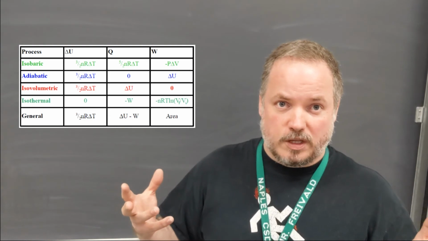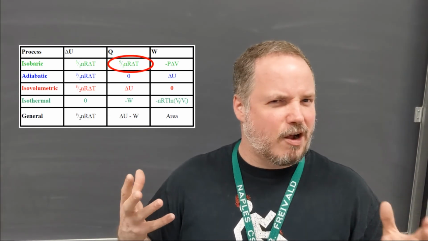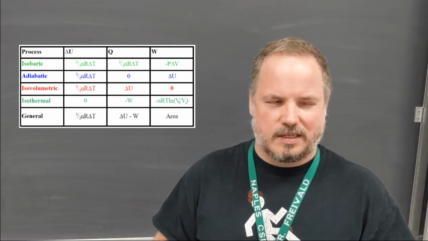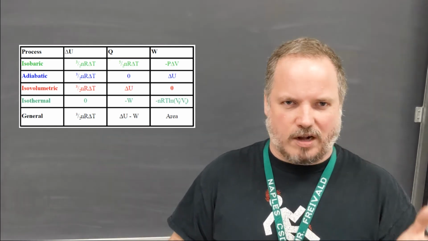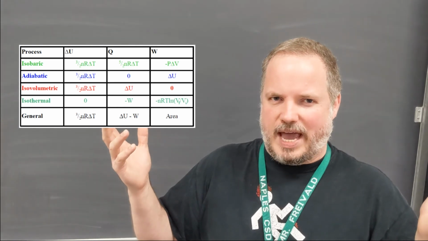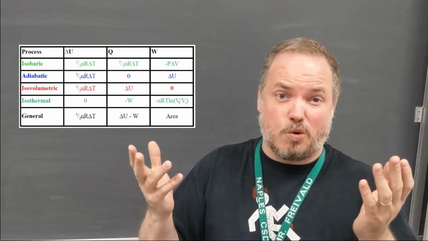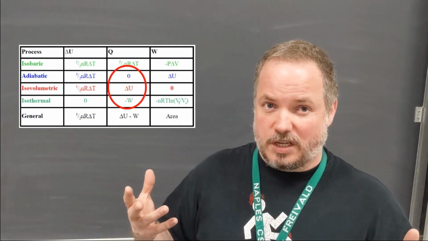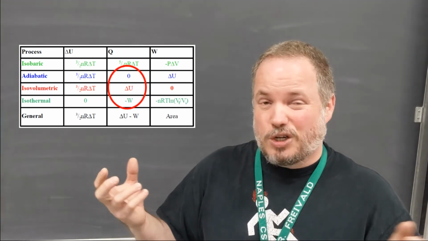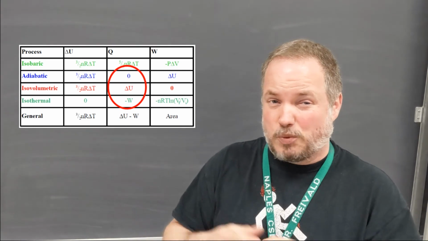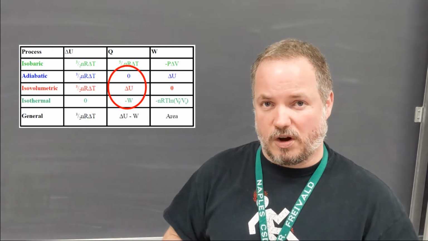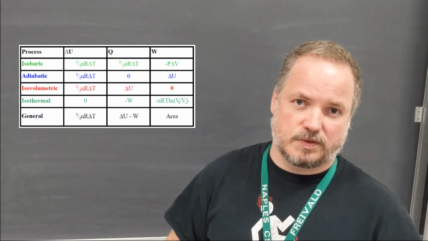For Q, you have 5/2 nRT for isobaric. Well, if you look at it, PV equals nRT, delta U is 3/2 nRT, and you have delta U equals Q plus W. Q better be 5/2 nRT. And then for each of the others, everything we haven't talked about yet, you're just going to plug into the first law of thermodynamics. Once you know 2 out of the 3, use delta U equals Q plus W to find the third. And that's where this whole chart comes from.